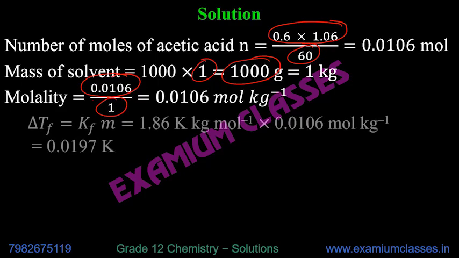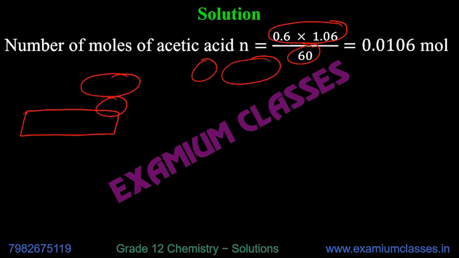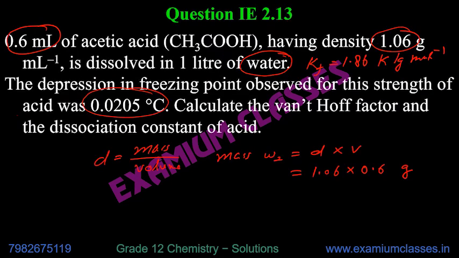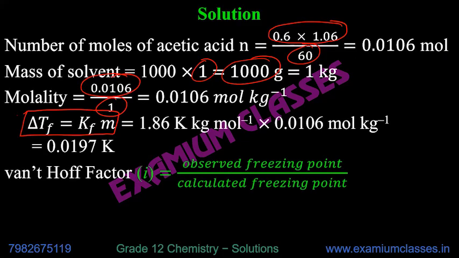Now if we know the molality, delta TF is equal to Kf into m. We got 1.86 Kelvin kg per mole into the molality 0.0197. It is a direct formula based question up to here. Then Van't Hoff factor will be observed freezing point divided by calculated freezing point. Now this is formula 2.